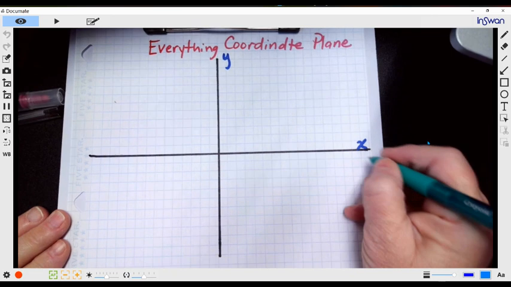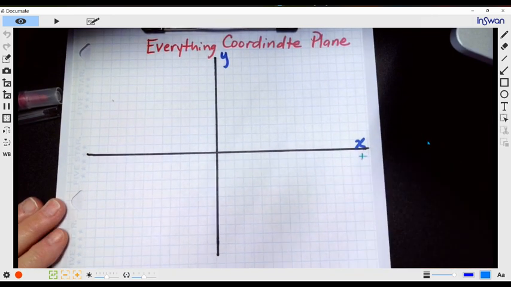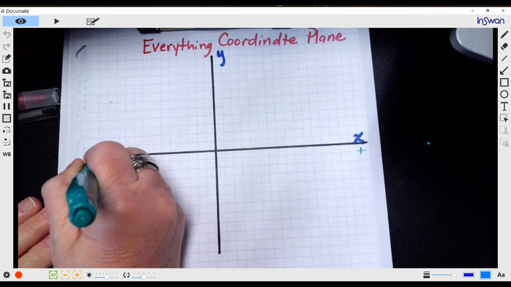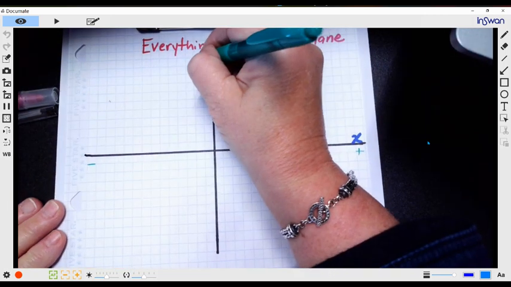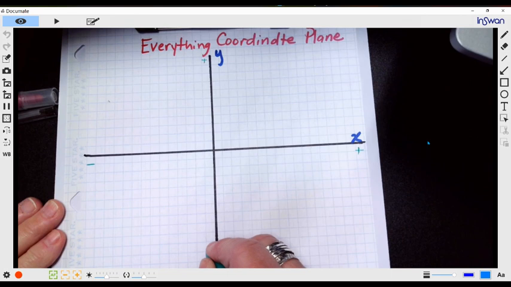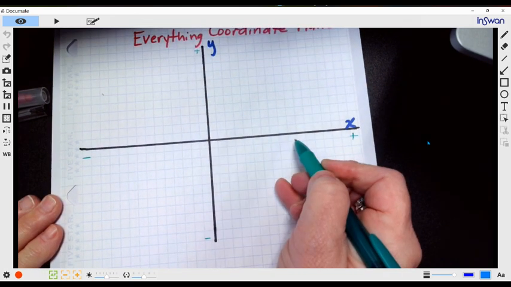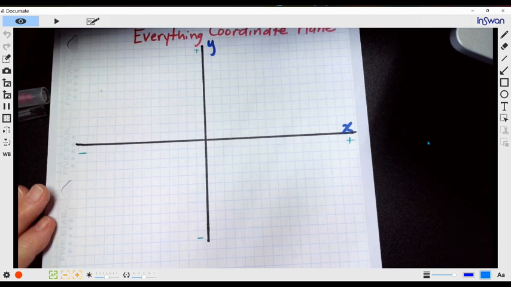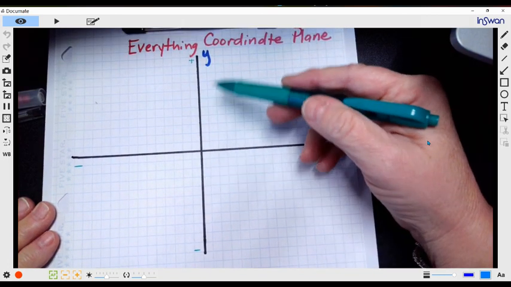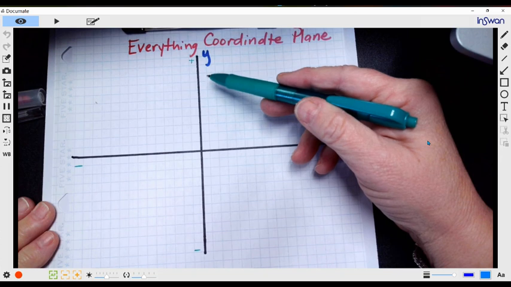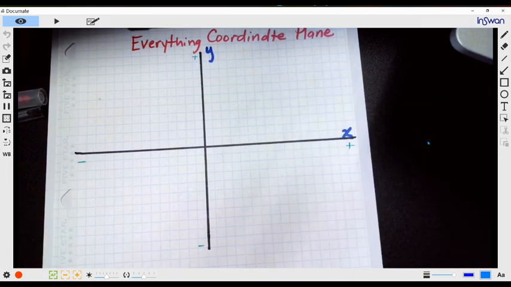So on X, the right side is always positive. Now I'm just going to do these in different colors so that you'll see the left side is always negative. For Y, the top is always positive and the bottom is always negative. So 0 is your origin. Everything to the right of 0 is positive. Everything to the left is negative on the x-axis. For the vertical y-axis, everything above the 0 is positive. Everything below the 0 is negative.